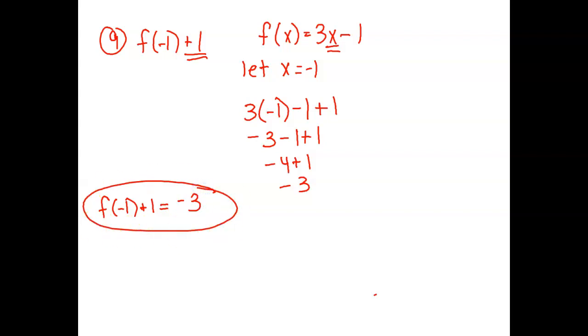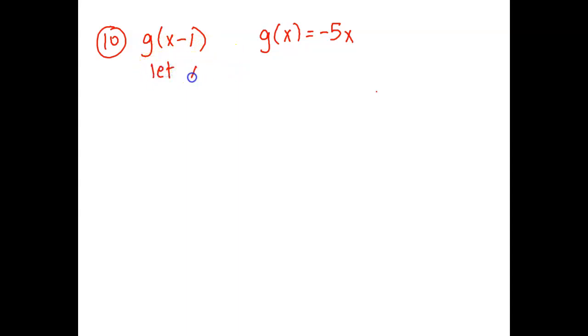Okay, that seems really weird, I know. We're going to try another one with number 10. But notice the difference. The only thing in parentheses here was the negative 1. That's why I let my x be negative 1. And when I use that function, only the negative 1 went in for the x. The 1 on the side is added in later.